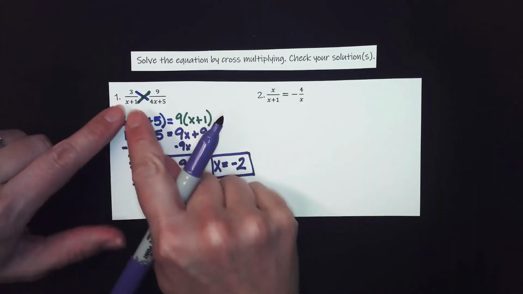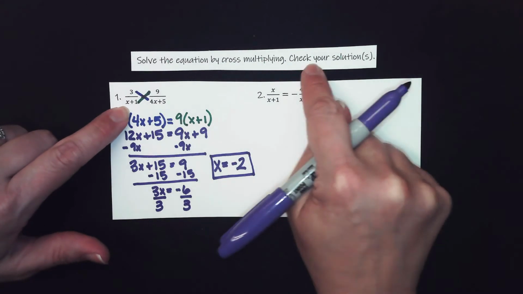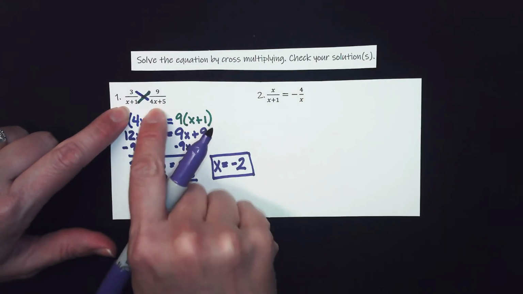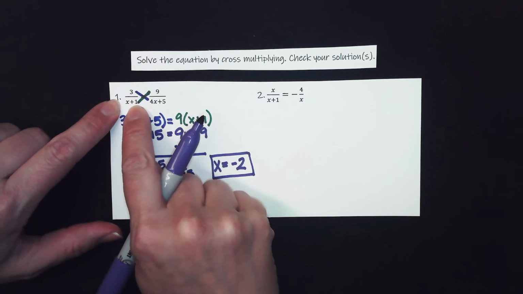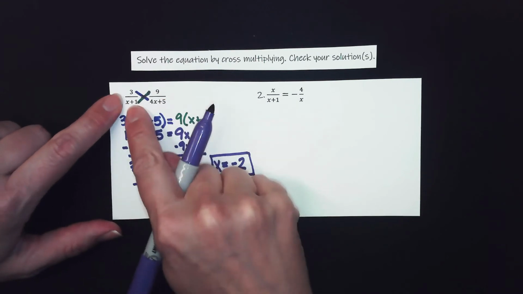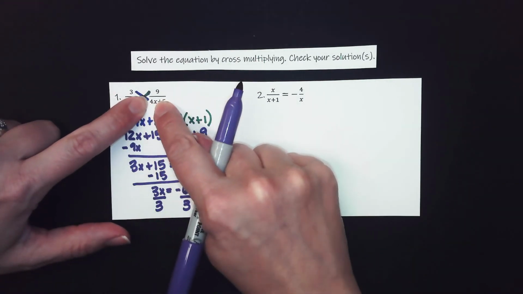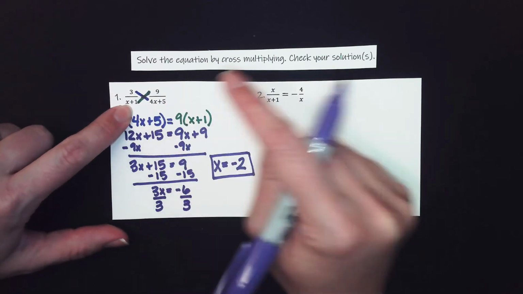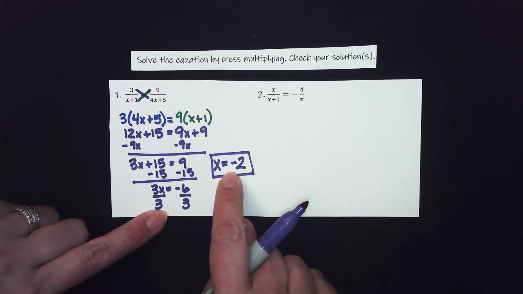All right, let's look. Checking our solutions means plugging it in and making sure none of our denominators are 0. So negative 2 plus 1 is negative 1, so we're good, that's not 0. 4 times negative 2 is negative 8, plus 3 is negative 3. So none of our denominators end up being 0, so this is our true answer.